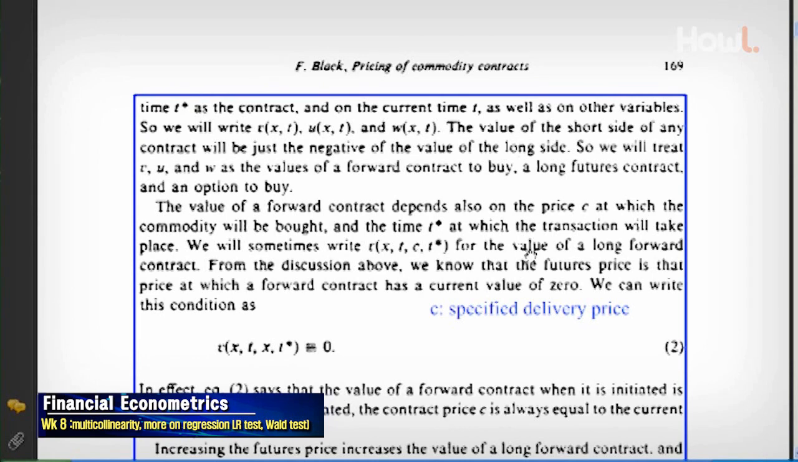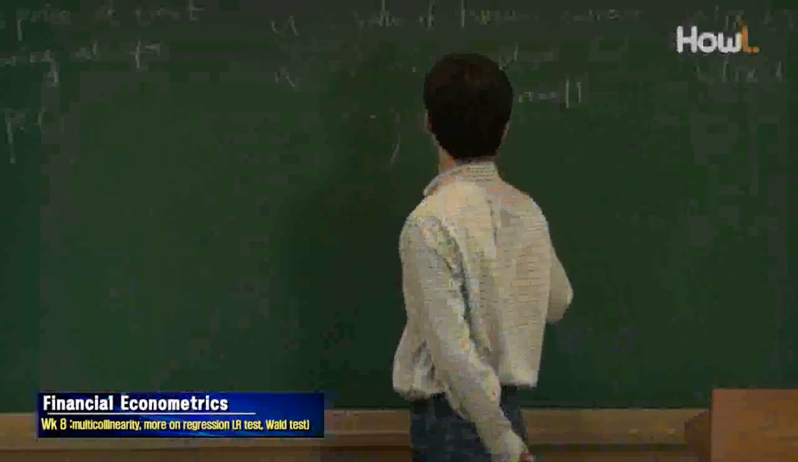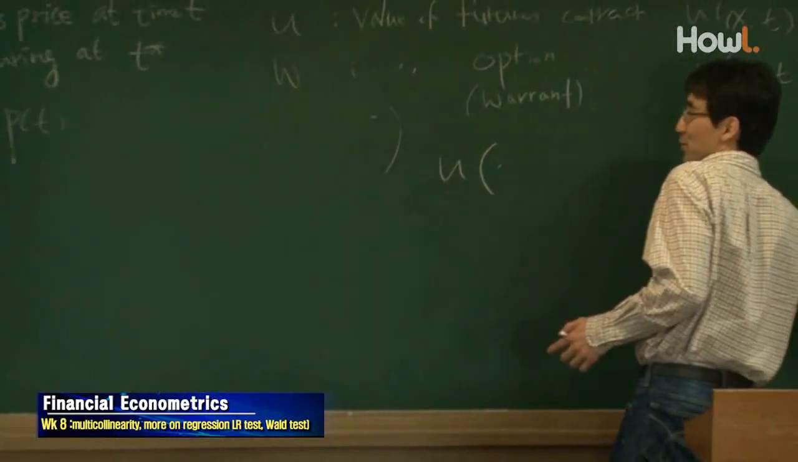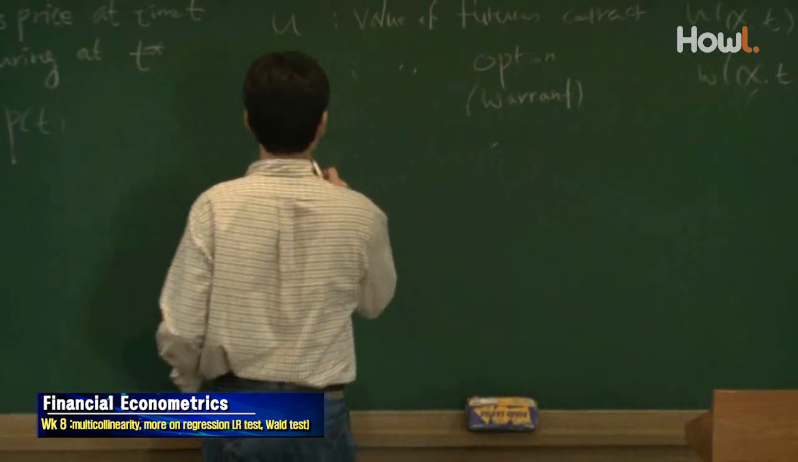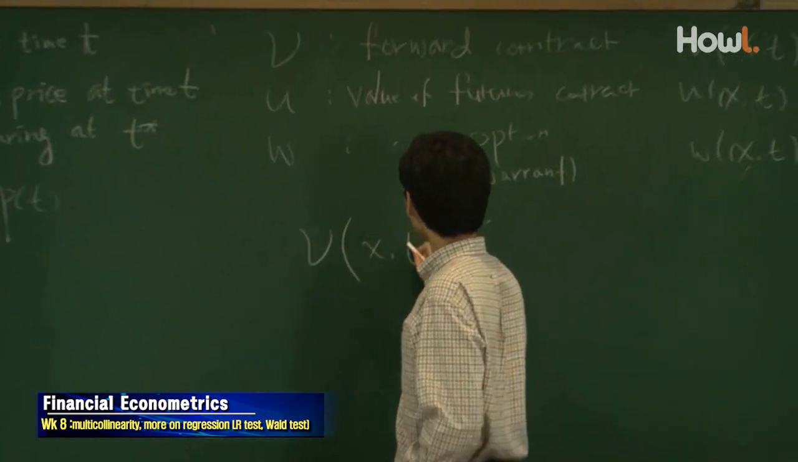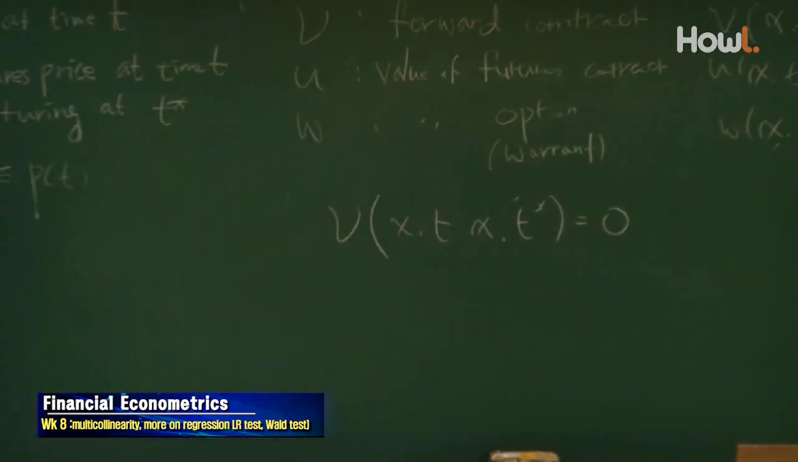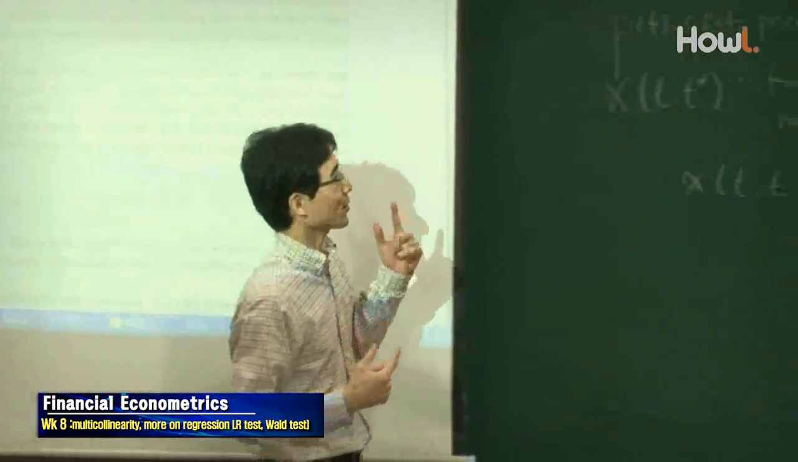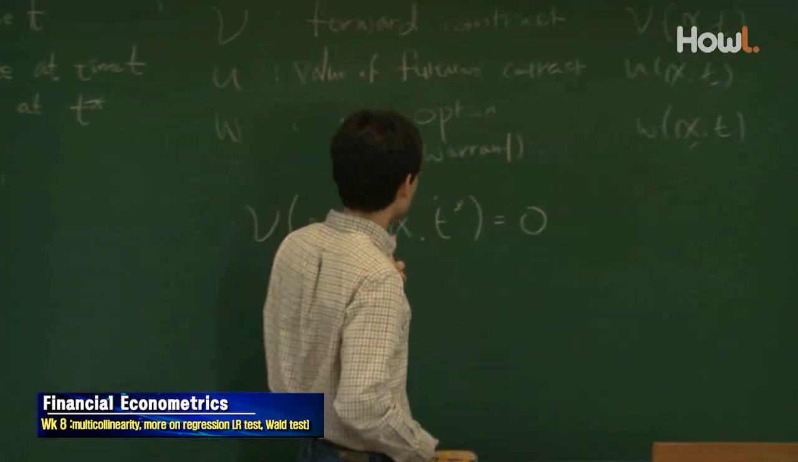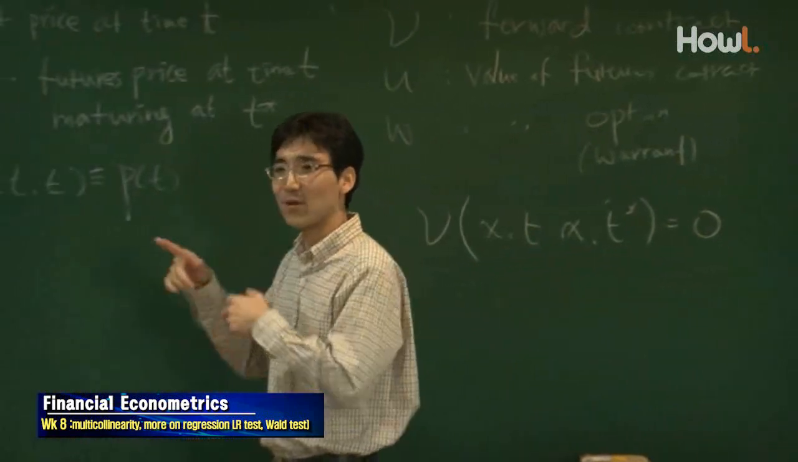We will sometimes write V of x, t, C, T star for the value of a long forward contract. From the discussion above, we know that the futures price is the price at which the forward contract has a current value of zero. So identically, we should have V of x, t, x, T star equal to 0. Instead of the delivery price C, if we set the delivery price as the futures price, then it should automatically be 0, because the futures price should be fair to each party, right?